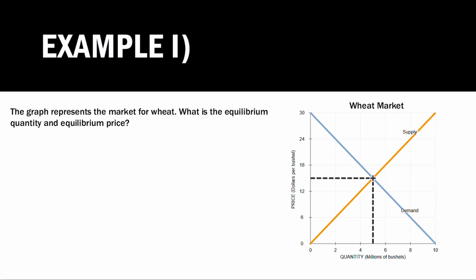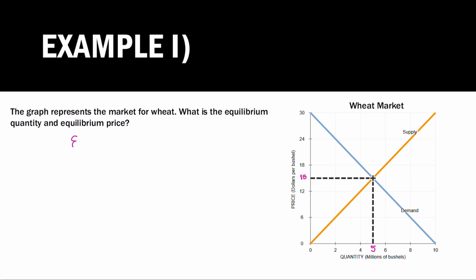Okay, so then the next thing that's on the test is chapter 4. We've pretty much looked at all of chapter 3. So it says the graph represents the market for wheat. What's the equilibrium quantity and equilibrium price? So our equilibrium quantity is down here between 4 and 6, which is 5 because it's halfway between 4 and 6. Next, for equilibrium price, it's in between 18 and 12, so 15.